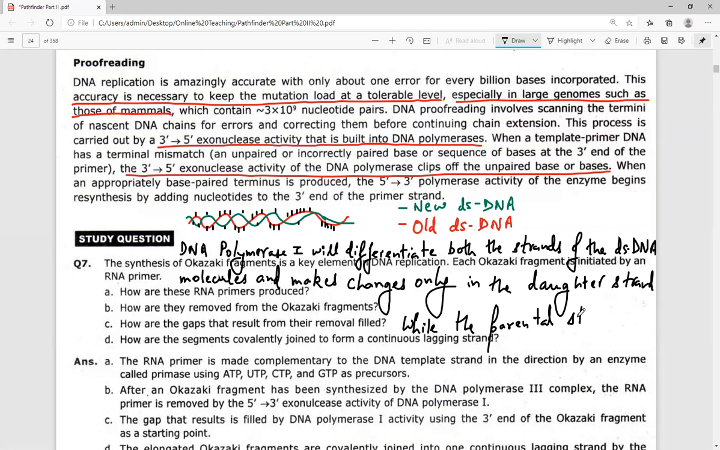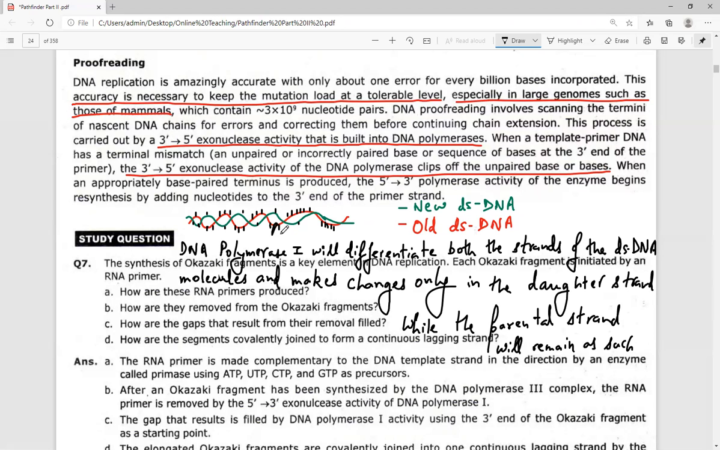The parental strand will remain as such. There would be no changes produced in the parental strand. The parental strand is going to remain as such, okay? And only the daughter strand, the green strand, is going to undergo modification.